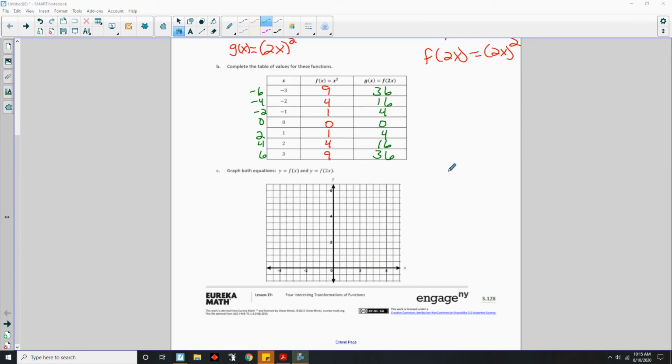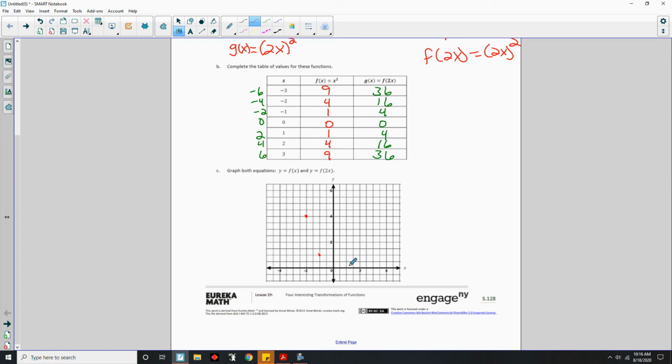Part C says graph both equations, y equals f of x and y equals f of 2x. So if I graph this, it's the point negative 3, 9. So notice this is negative 1/2, negative 1, negative 1.5, negative 2, negative 2.5, negative 3. And my first point is negative 3, 9. So it's negative 3, and it's up to 9. So it's off the grid, so I can't graph that here. Then I do negative 2, 4 is here. Negative 1, 1 is right here.